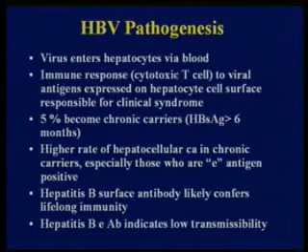Here's the pathogenesis. The virus enters hepatocytes via blood. There's an immune response to the viral antigens expressed on hepatocyte cell surface. 5% become chronic carriers. That is defined as a hepatitis B surface antigen longer than 6 months. A higher rate of hepatocellular cancer in chronic carriers, especially those who are E antigen positive. Hepatitis B surface antibody likely confers lifelong immunity, and hepatitis B E antibody indicates low transmissibility.